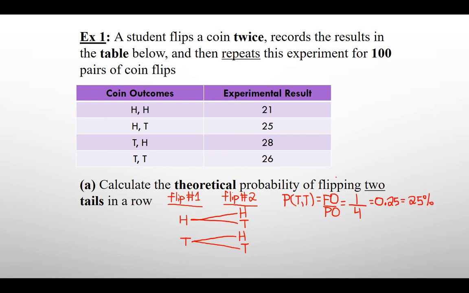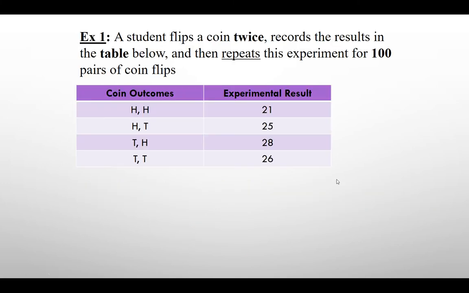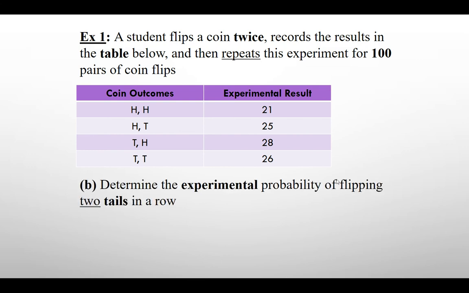Okay, so theoretically, if I flip a coin one after another, I should get tails followed by tails 25% of the time. Now, experimentally, this does not happen. If you look at the table here where the student actually performed the experiment, this happened 26 times, not 25 times. So we want to calculate the experimental probability of flipping 2 tails in a row.